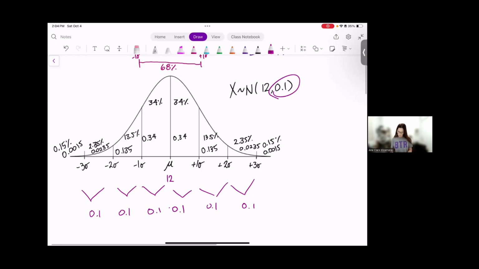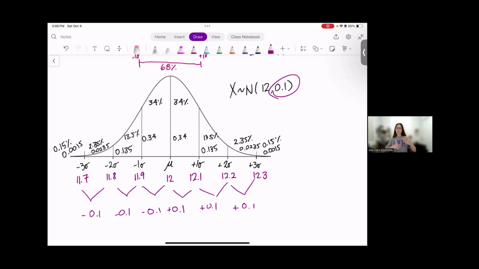So what is 12 plus 0.1? That gives me 12.1. Plus 0.1 gives me 12.2. Plus 0.1 gives me 12.3. Then I can subtract to go the other way. 12 minus 0.1 is 11.9. Minus 0.1 is 11.8. Minus 0.1 is 11.7. So I could ask you, what is the probability of being between 11.8 and 12.2 in a can of soda?